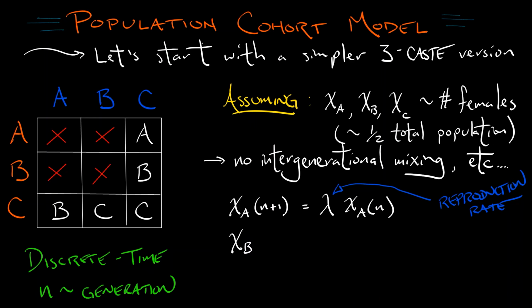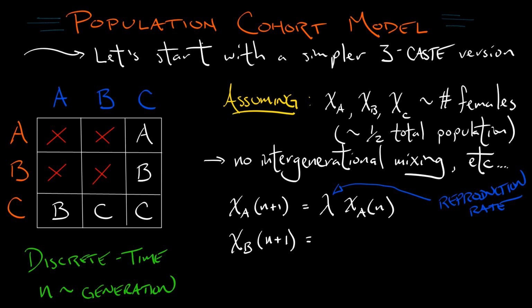But what happens when we look at XB at time n plus 1? Now there are 2 ways to get a child in caste B. One comes from a pairing of a caste C mother with a caste A father.